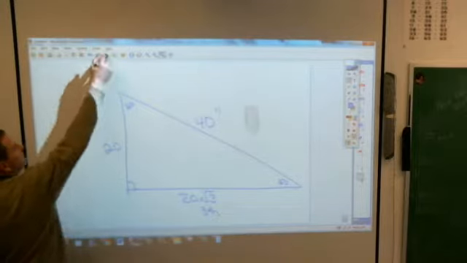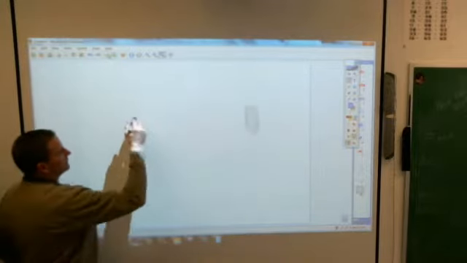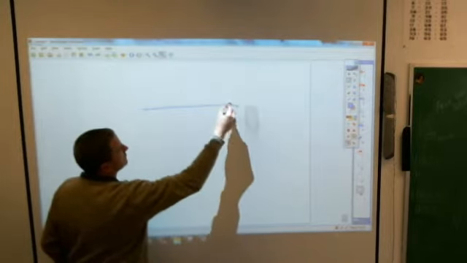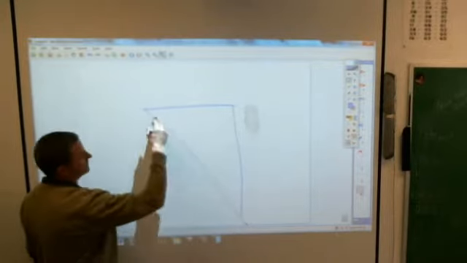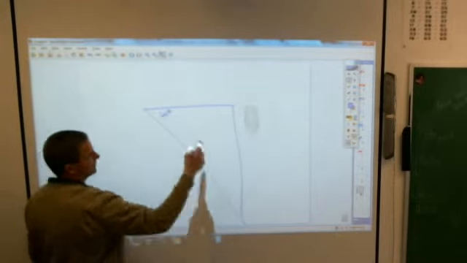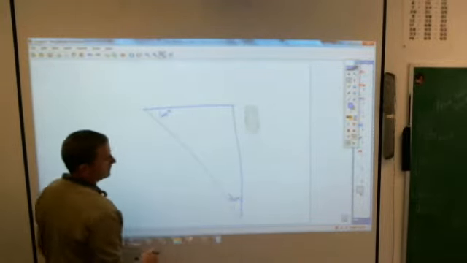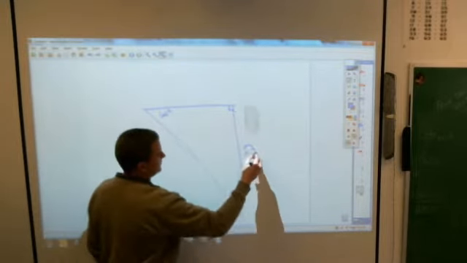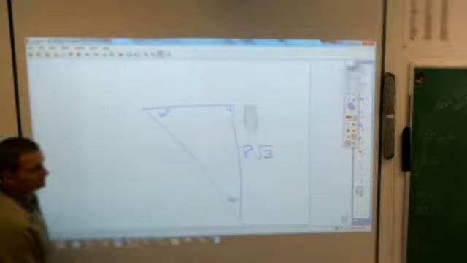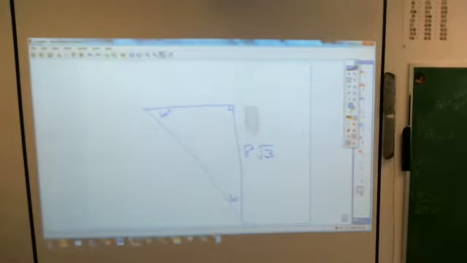One more. Let's see how good you really are. Let's do this. Boom, boom. That was my best work on this. But this is my 60-degree side. This is my 30-degree side. And this is my 90-degree side. And I say that this is 8 square roots of 3. What are the other 2 sides?